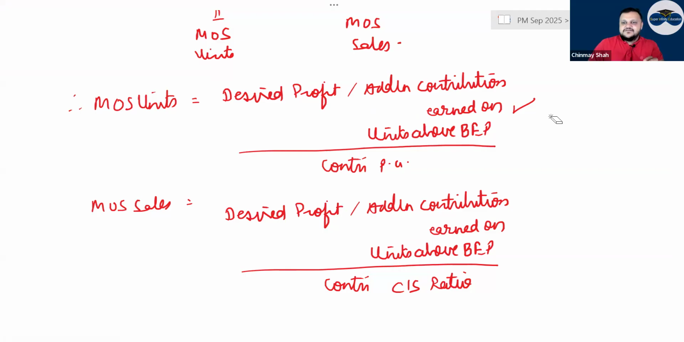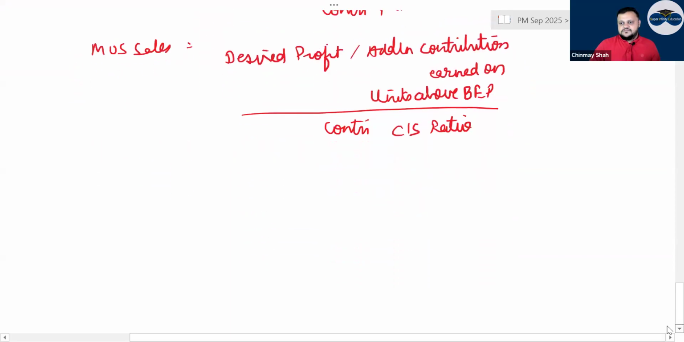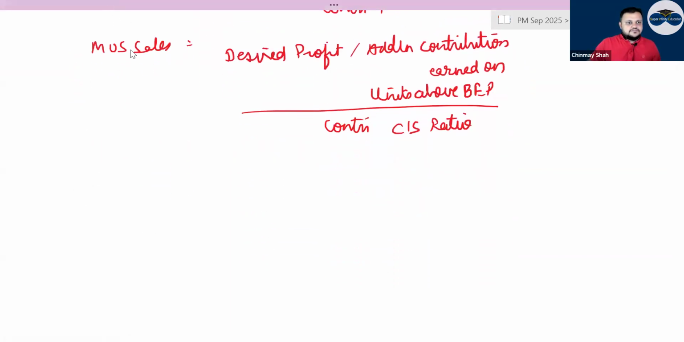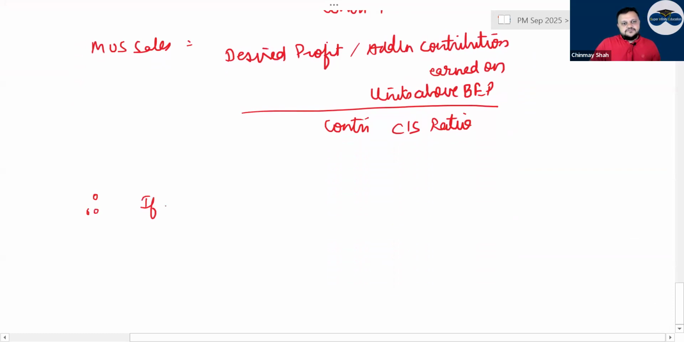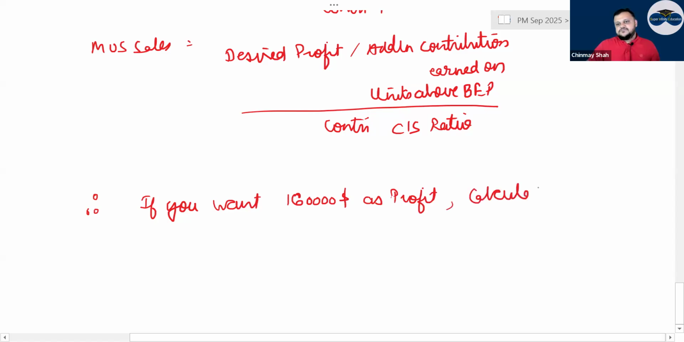Correct. So therefore, write down below this. Therefore, if you want $160,000 as profit, calculate MOS sales, break even sales, total sales.